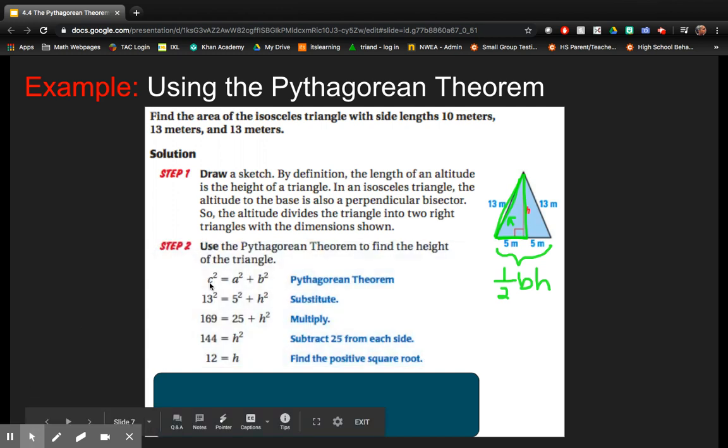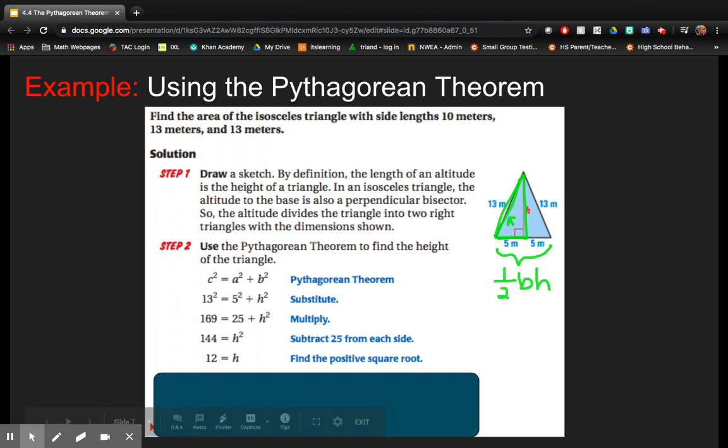So that tells me if we're using c squared equals a squared plus b squared, that 13 squared is going to be equal to 5 squared plus h squared. Square, and we get 169 is equal to 25 plus h squared. We're solving for a leg, so subtract 25 from each side and you get 144. Take the square root and you get h is equal to 12.